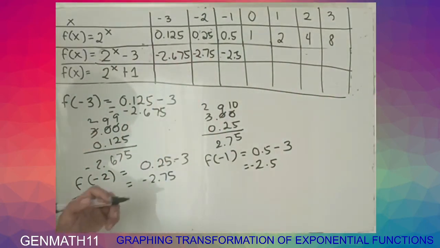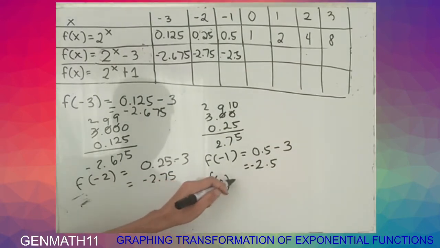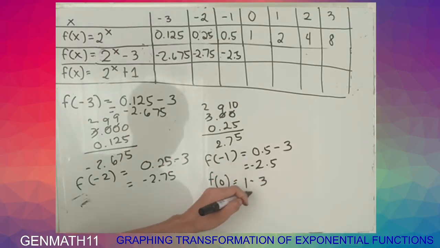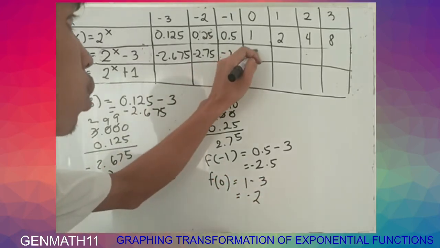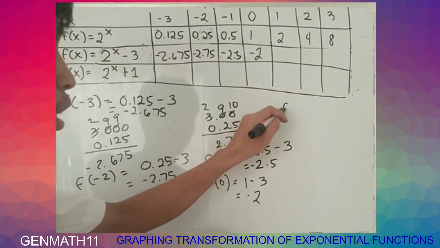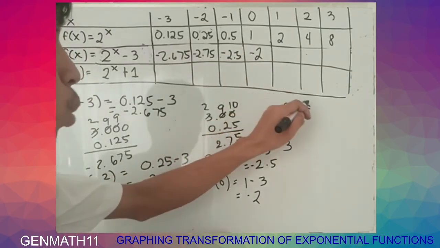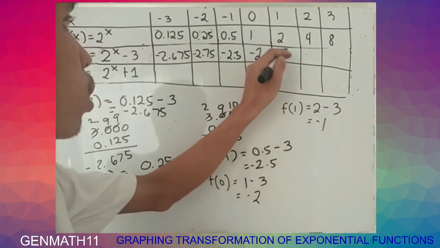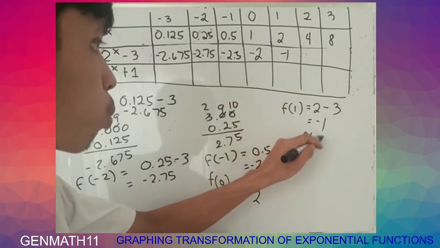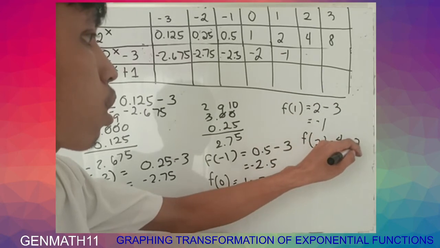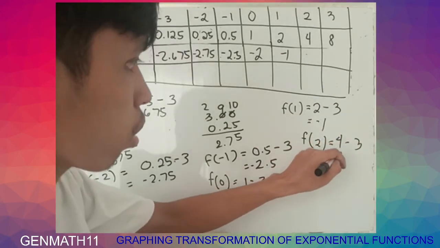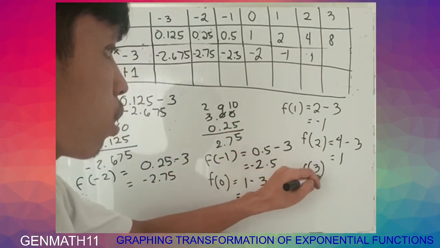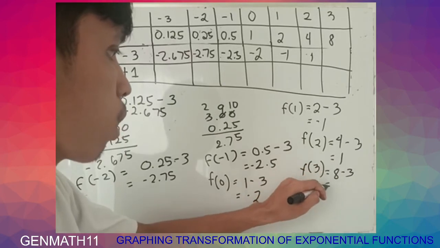So, next. 0. Ang value ng 0 natin ay 1 minus 3. Sagot dito ay negative 2. Next. 1. Ang 1 natin ay 2 minus 3. Ang sagot ay negative 1. Next, 2. Ang value natin ay 4 minus 3. So, it will be 1. Then kapag 3 naman, 8 minus 3 equals 5.